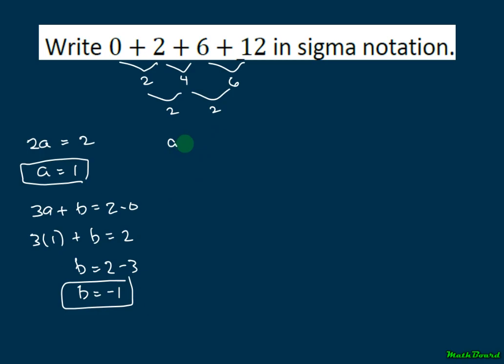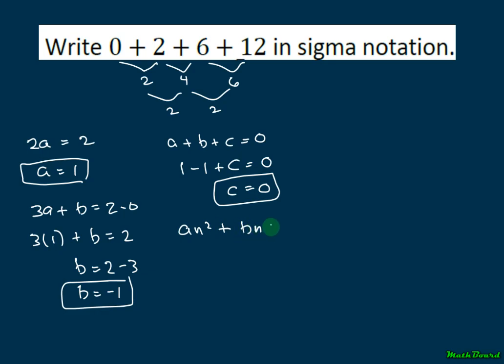Then for c, a plus b plus c equals the first term. So 1 minus 1 plus c equals 0. Therefore, 1 minus 1 is 0, so c equals 0. The nth term is what? Following an squared plus bn plus c. So a is 1, so that's 1n squared or n squared. B is negative 1, so minus 1n or n. Then c, wala na yung c kasi 0 na siya. So the nth term is n squared minus n.